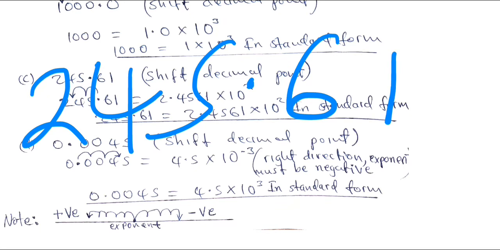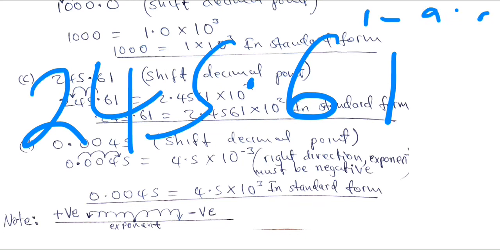245.61. We need to write it in standard form. As usual, this one already has a decimal here. Tayari tunayo decimal. Kwa hiyo tunataka kufanyika ni kushift. Okay, we have to shift this decimal position in order to get a small number which lies between 1 up to 9.99.